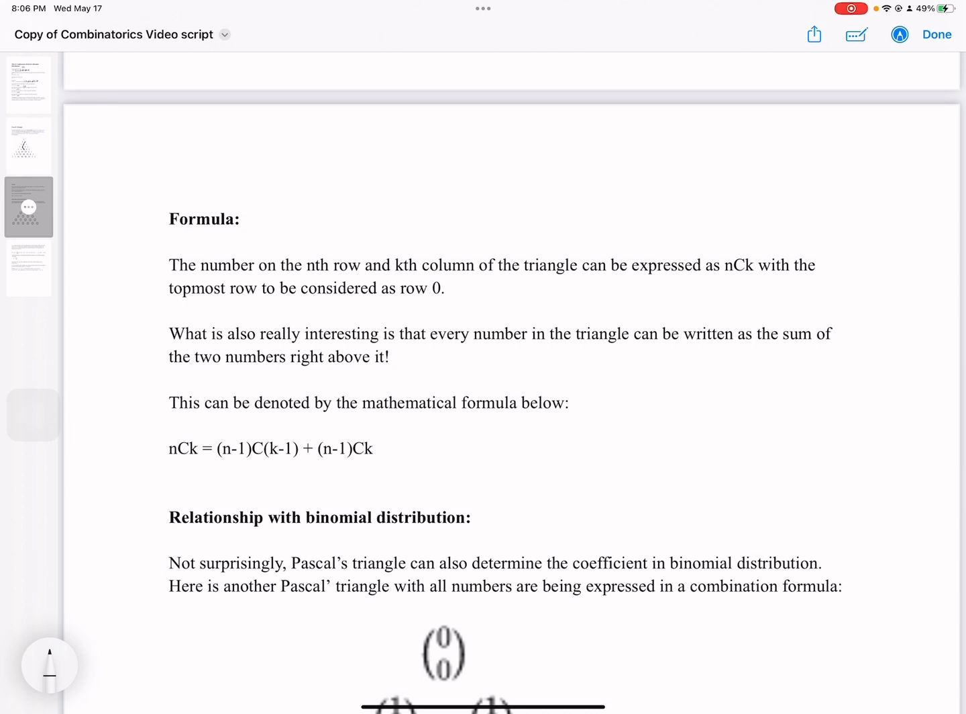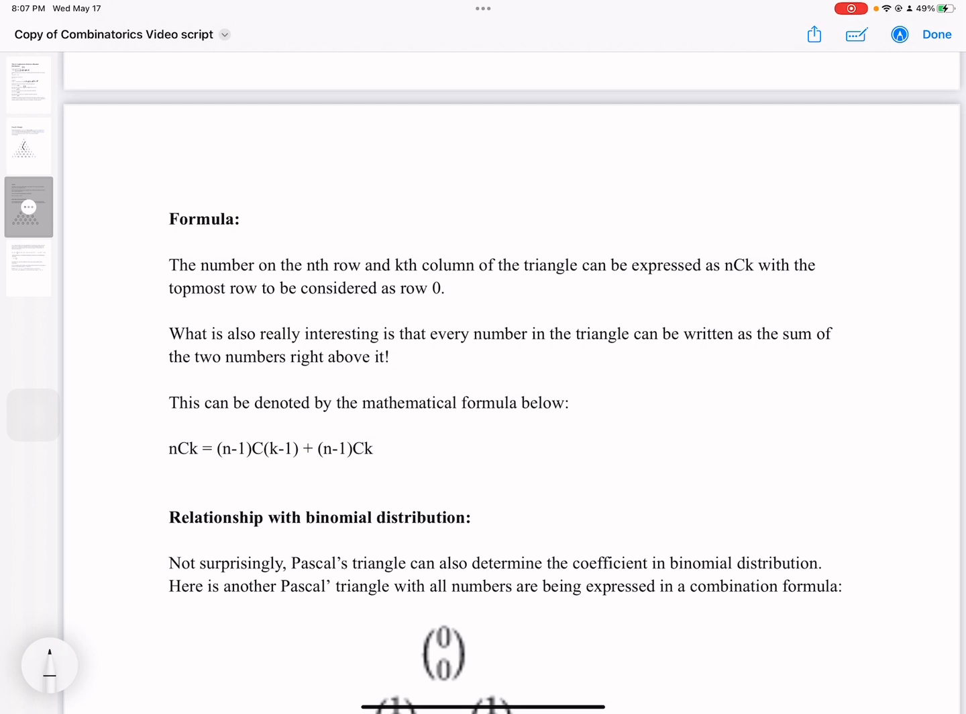So here is the formula for us to calculate nCk according to the Pascal triangle. The number of the nth row and kth column of the triangle can be expressed as nCk, with the topmost row to be considered as 0.